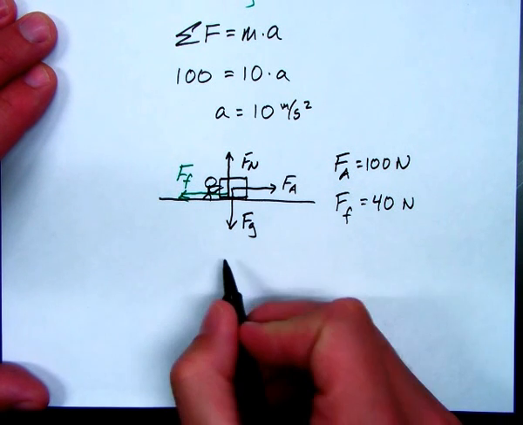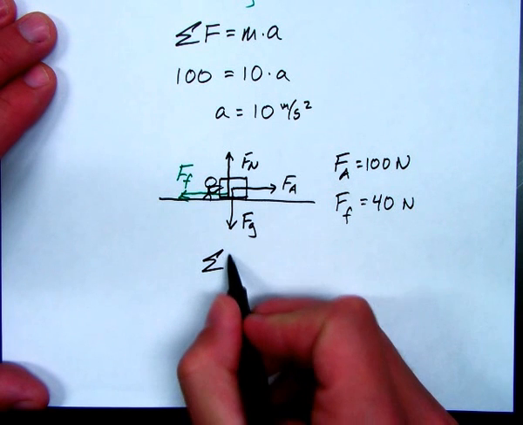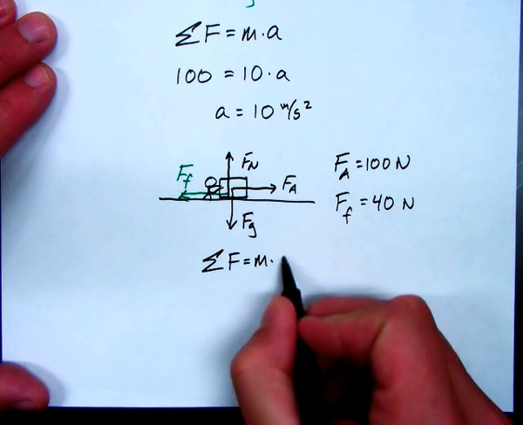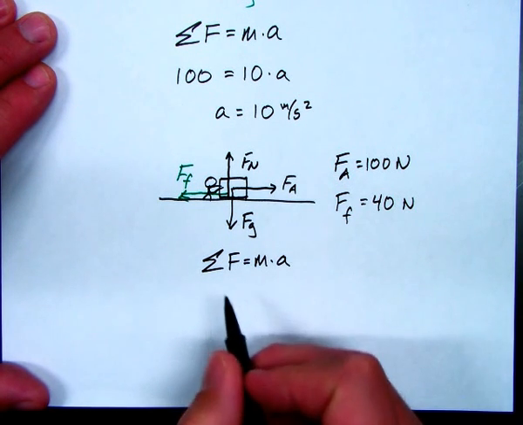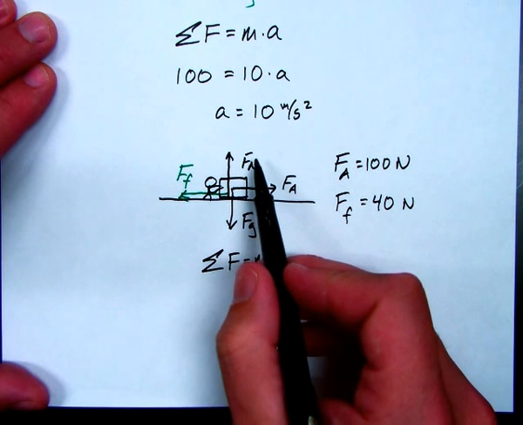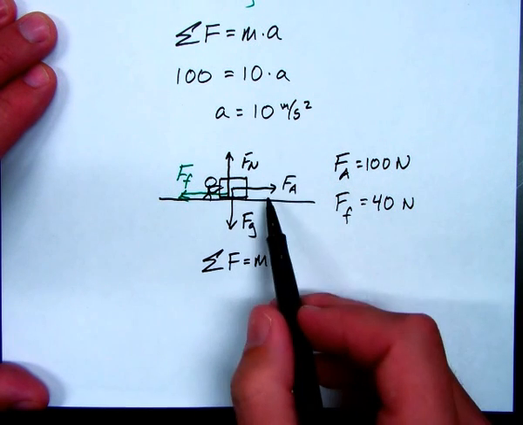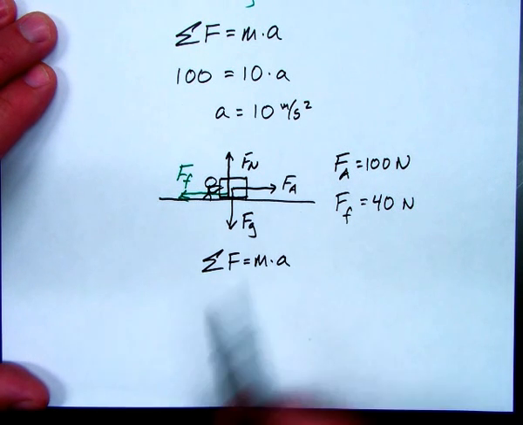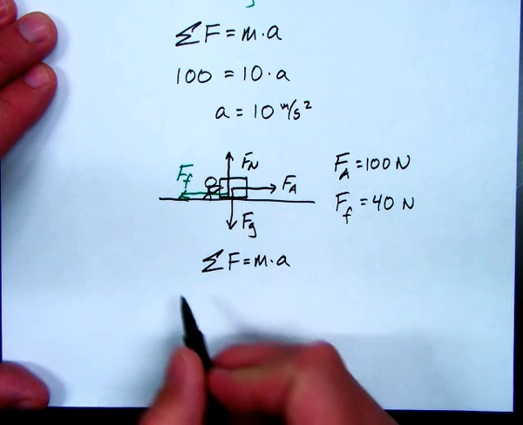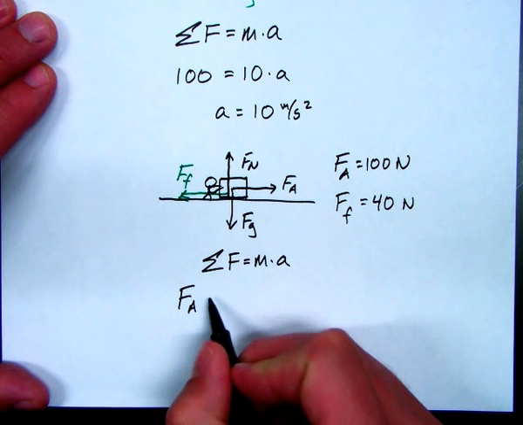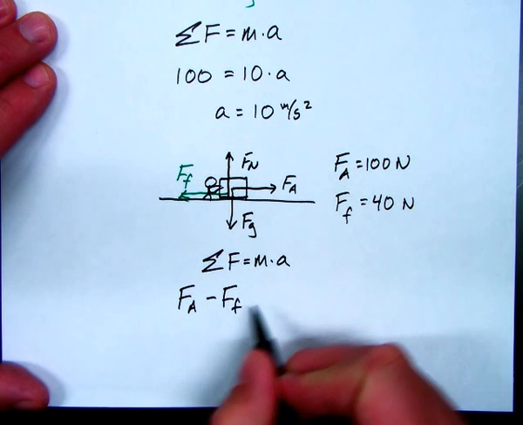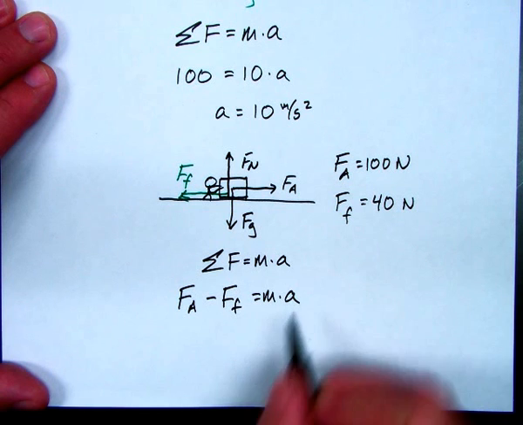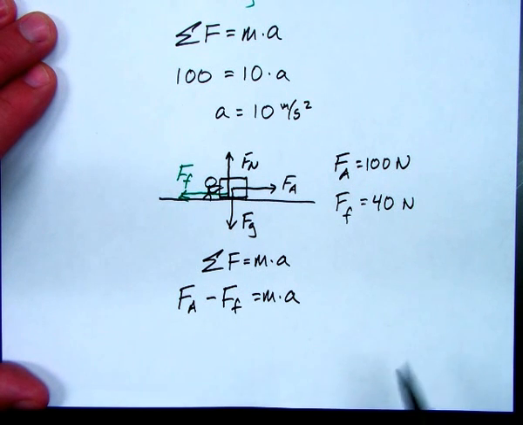Now, net force equals MA. My net force is going to involve an applied force to the right and a frictional force to the left. So I'm going to call right forces positive, left forces negative. So applied force minus friction equals MA. Now I've written my Newton's second law equation, I just substitute in what I know.